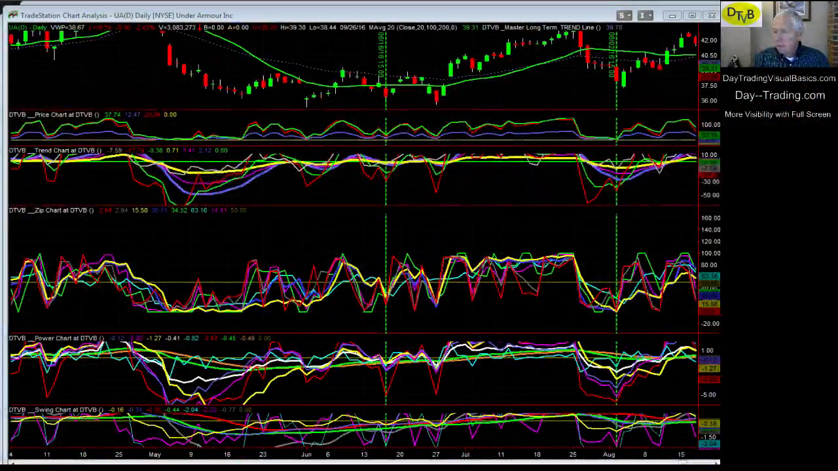And I mean, there's nothing to verify that in the indicators. It's just the way I think about it, and it causes or can cause a real nice trend to take place. But I have two examples here in UA, which is Under Armour, and this is in August of 2016. This would be the one on the right, this green line.